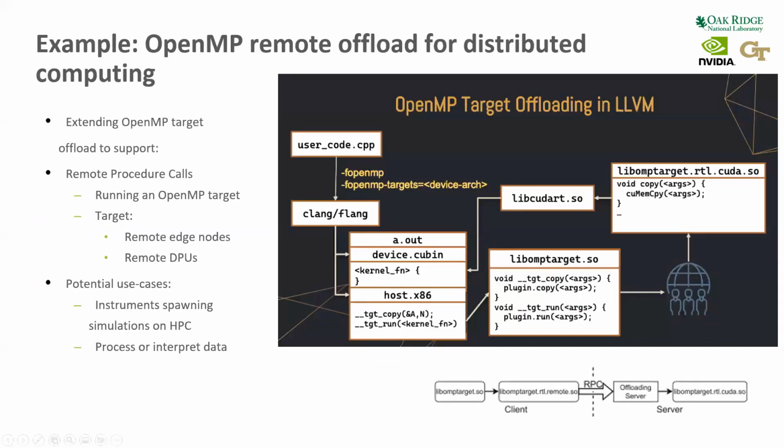And this is an example of a potential use of OpenMP target offload to program a DPU, not only within the node but something that is remote, that we can use to target something in a distributed environment through OpenMP target offload.